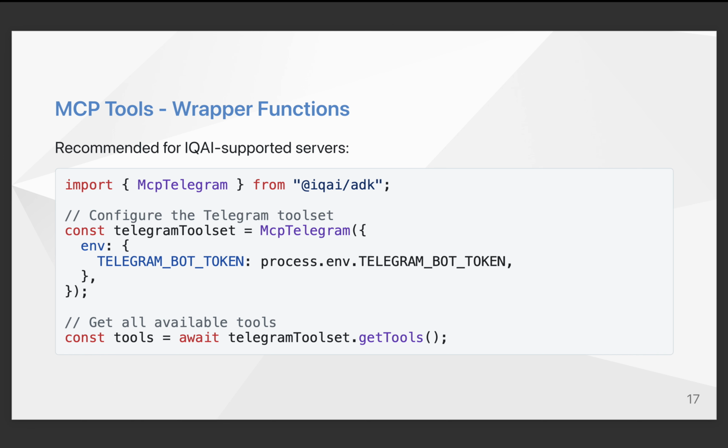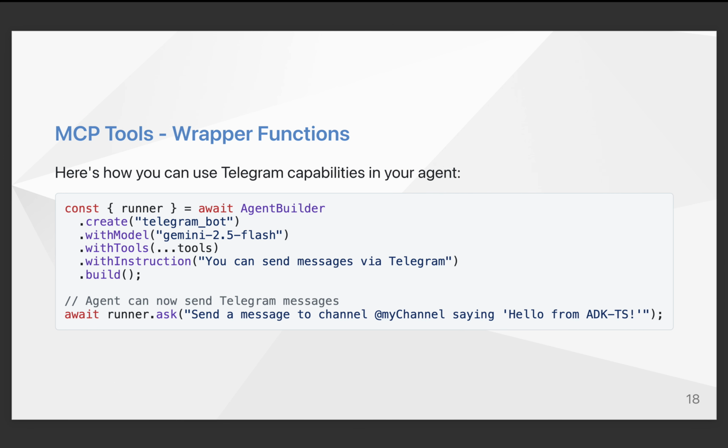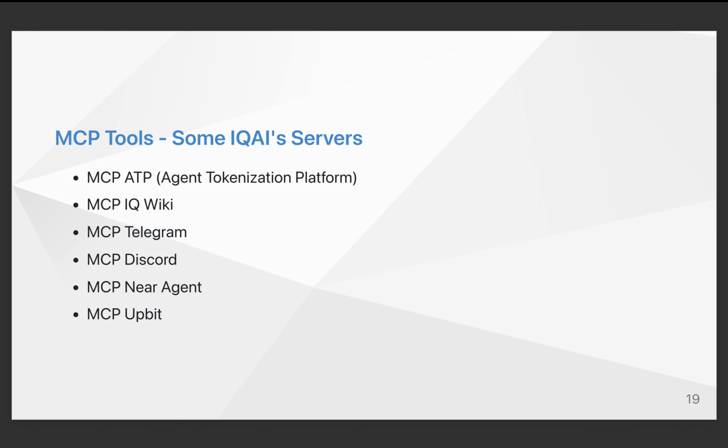Now let's create an agent that can actually send Telegram messages. Behind the scenes, the MCP server is handling Telegram's API, authentication, message formatting, basically everything. The agent just knows it can send messages, and the MCP tools handle the rest. IQAI provides wrappers for Telegram, Discord, Near Blockchain, IQWiki, and many more services. Each one follows the same simple pattern. You create the toolset, you get the tools, and you add them to your agent.